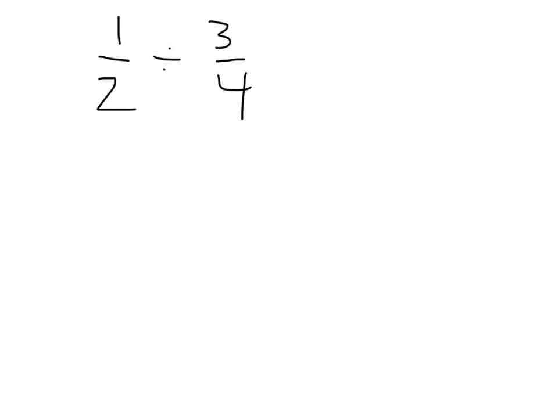Some of you may remember hearing multiply by the reciprocal, and that's exactly what we're going to do. The reciprocal of our divisor, and if you remember, reciprocal means you switch the numerator and the denominator. So instead of this 3/4, we are going to have 4/3. All we do is switch these two numbers, and then we're going to change it to a multiplication problem. So instead of 1/2 divided by 3/4, we have 1/2 times 4/3.